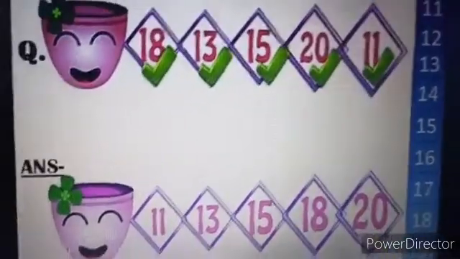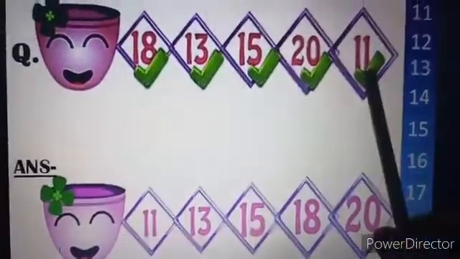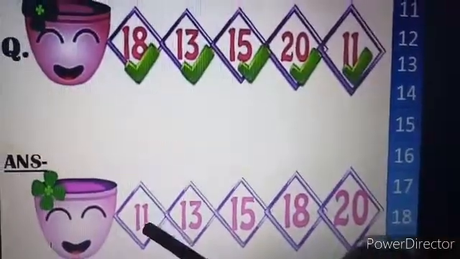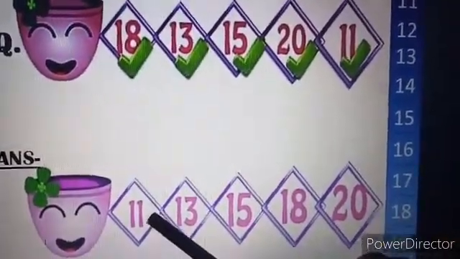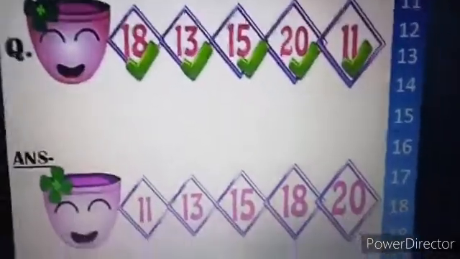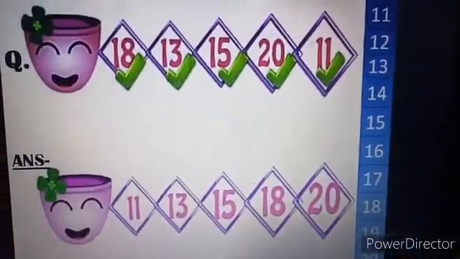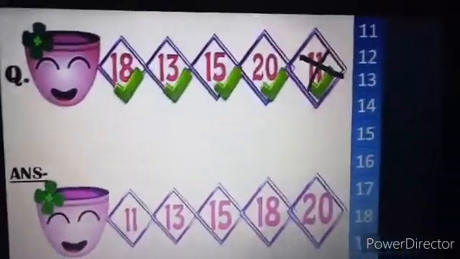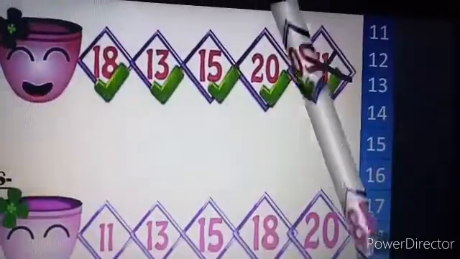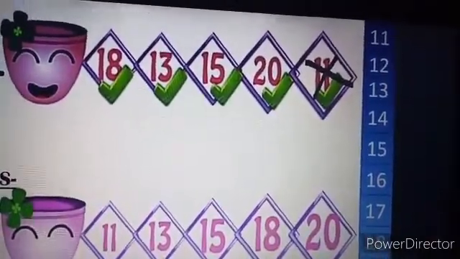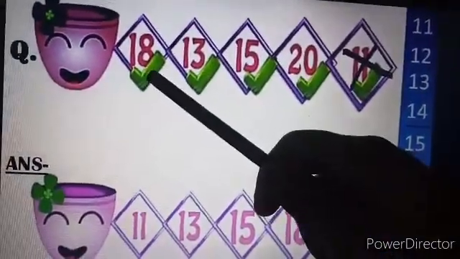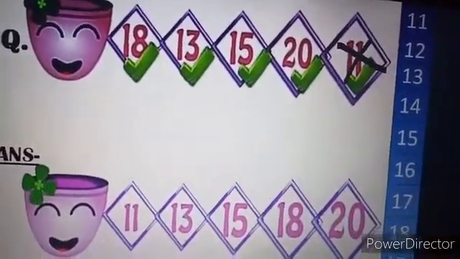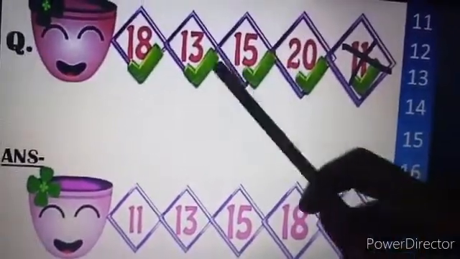So first number is 11. See children, 11 is there in this question. So your first smallest number is 11. Write 11 in the first box. Okay, after writing 11, what you have to do? Cancel that number from the question. Understood? Now after that, see the remaining numbers 18, 13, 15 and 20. Okay, which one is smallest now?